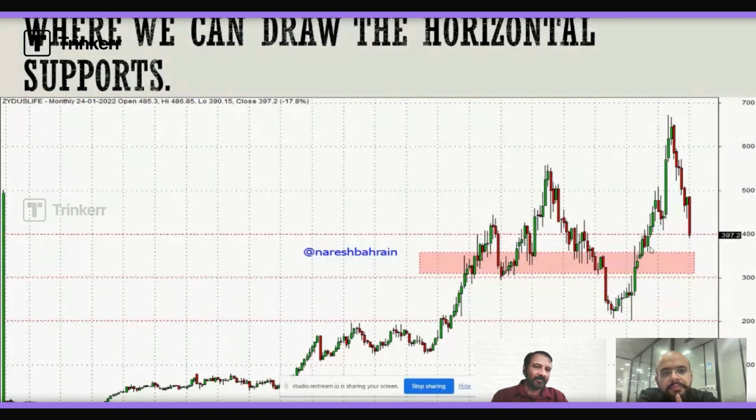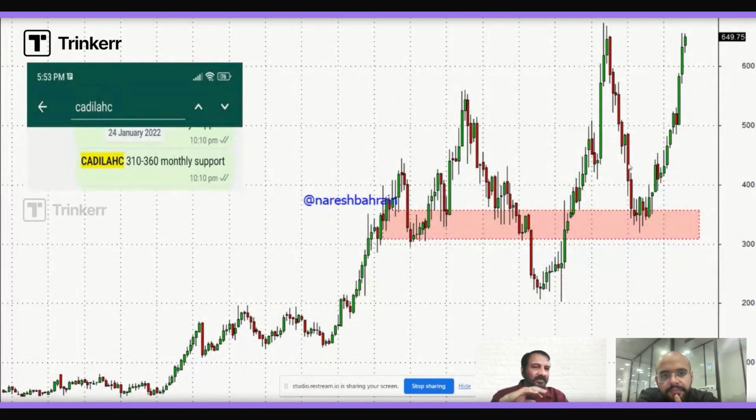Now let us see what has happened. So this is the band that we drew. The first line was here, this was a band, and this particular level, 200, was the third line. From here, it didn't stop at the upper band. The upper band is 310, and this 360 was a band. From here it went back, the low of the stock was around 319. From 319 it went to 650. That is around 2x in such a small time frame.